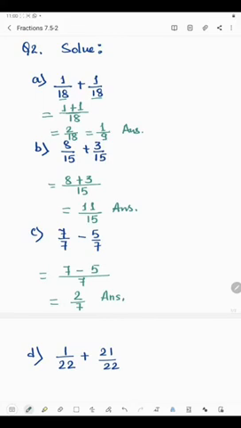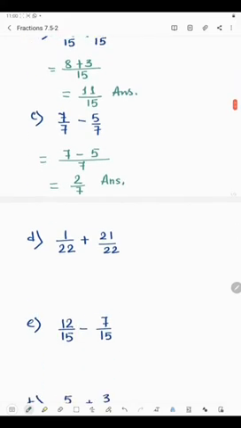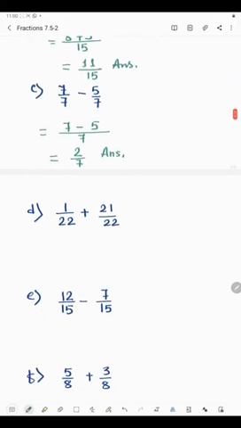Now coming to the D part. In the D part we have 1 by 22 plus 21 by 22. So here we have addition and these are like fractions. So we'll write the same denominator which is 22 and we'll just add the numerators. So 1 plus 21 is 22 by 22.